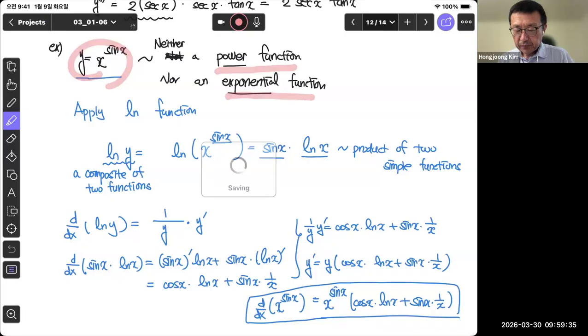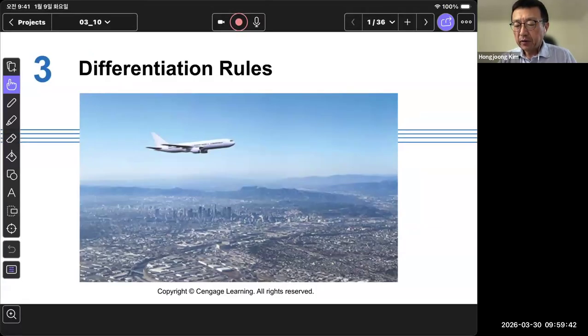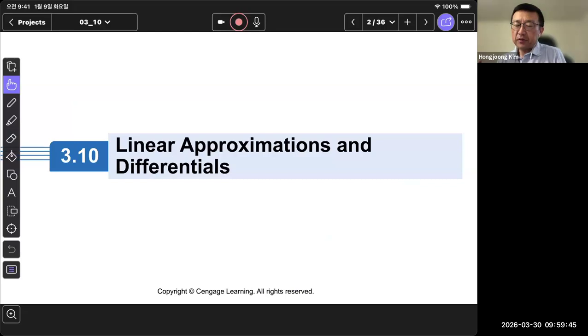Now, let's go to section 10. Section 10 is a little bit on application, which is called linear approximation, meaning when you have a function, usually a nonlinear function or a function which is very complicated, you want to introduce a somewhat simpler one, usually a linear function, meaning the first order polynomial, to approximate the given function. Okay? So the idea is very simple.